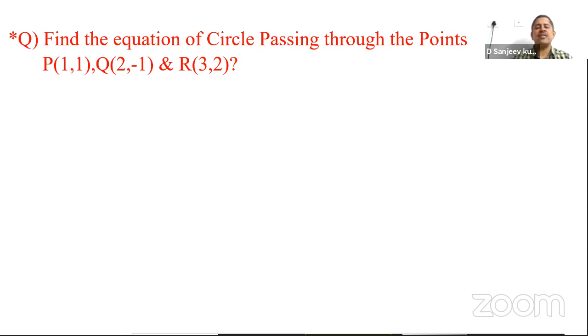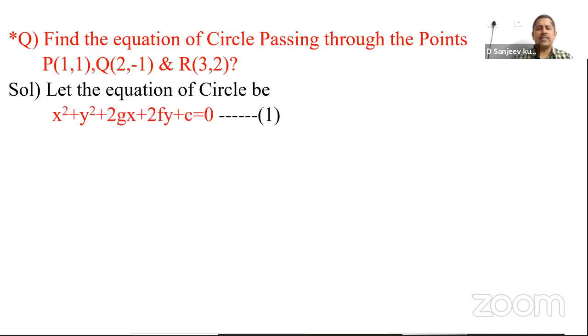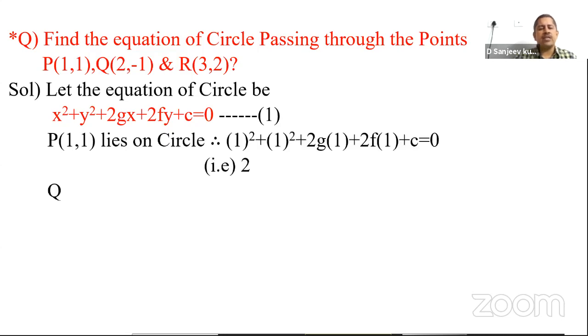So what is the standard equation of circle? Yes, x square plus y square plus 2gx plus 2fy plus c is equal to 0. This is equation 1. Now you are going to substitute all these 3 points in the equation of circle. Let us substitute the first point, which is 1, 1. So P(1, 1) lies on the circle.